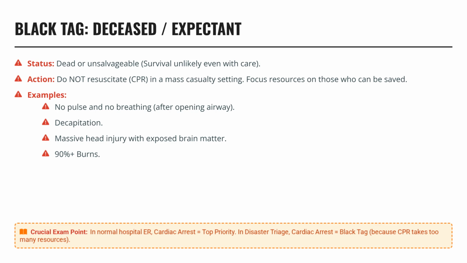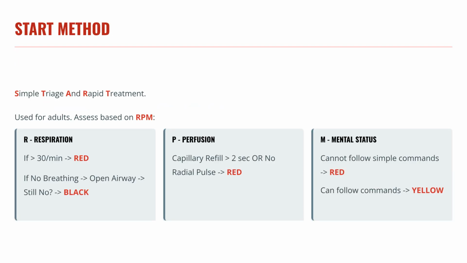Black tag patients are either dead or unsalvageable. In a mass casualty setting, resources must be focused on those who can be saved. Examples include those with massive head injuries or no pulse after opening the airway. The START method, simple triage and rapid treatment, uses the RPM assessment: respiration, perfusion, and mental status. Any finding exceeding parameters results in a red tag.